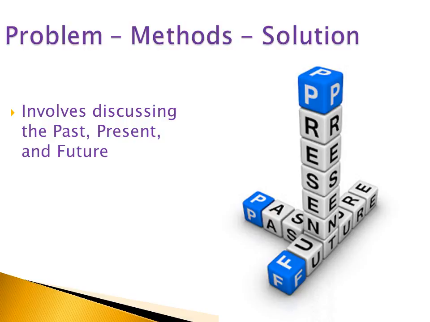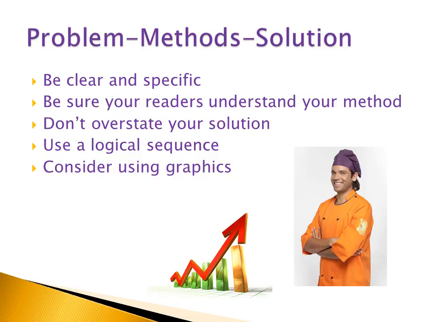Problem, method, solution is our next organizational pattern. Use this method when you want to discuss the past, present, and future. You can discuss a problem such as the recent drop in sales at your restaurant, what you're going to do about it, such as taste the food on the menu, and then the solution, which is a change you might make, maybe a new menu or a new cook.